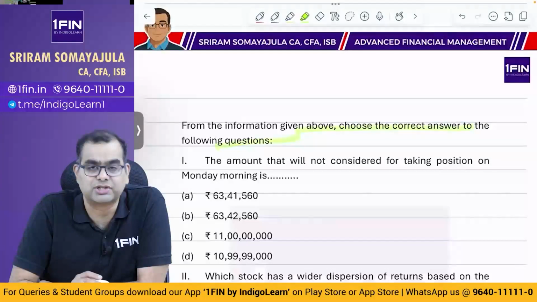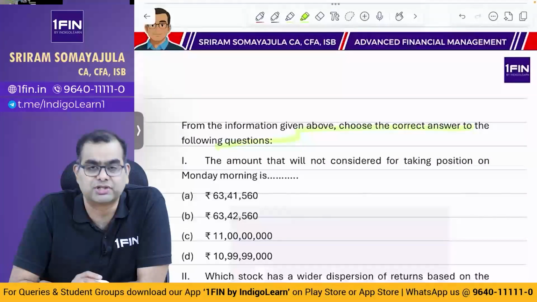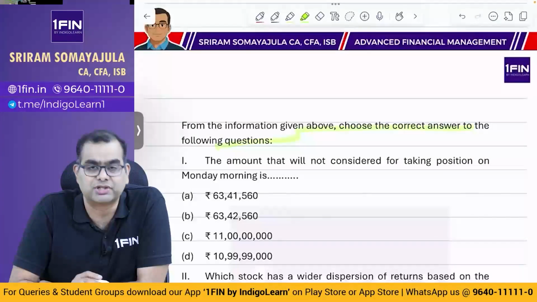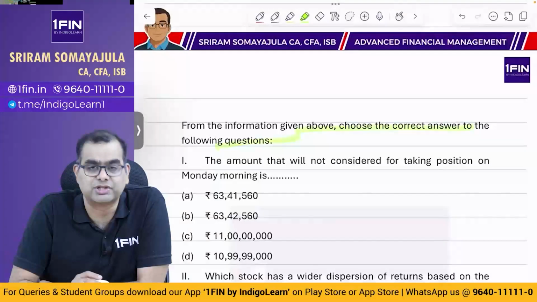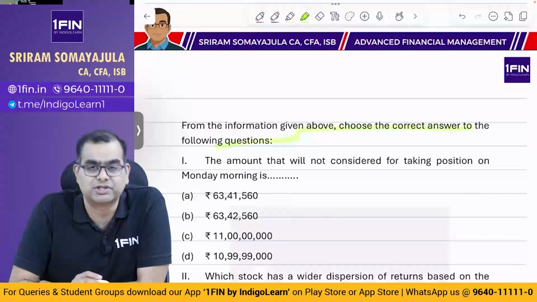Present value of cash flow. What is the present value of cash flow? 20,000 divided by 1.1. You get 18,181. And this is minus. The reason this is minus is you are incurring 3.3 lakhs, but you are also getting back 3.5 lakhs on resale. Now, on day 0, you are actually getting a benefit.